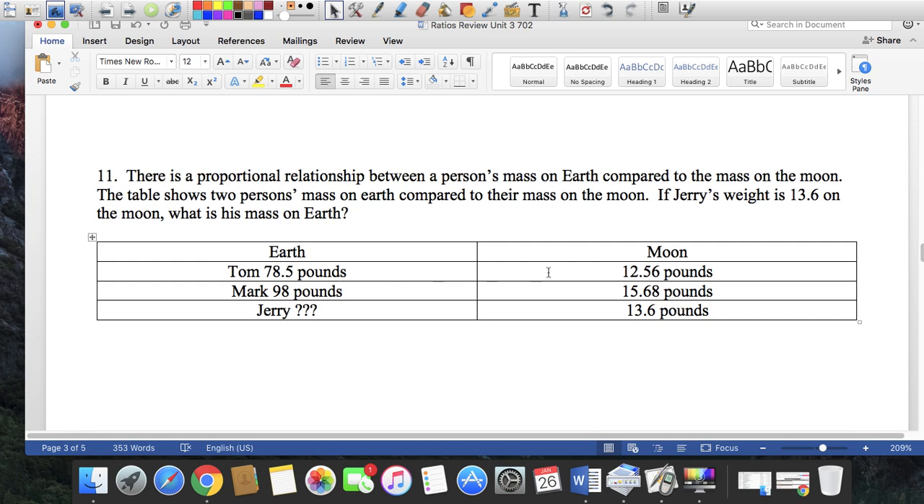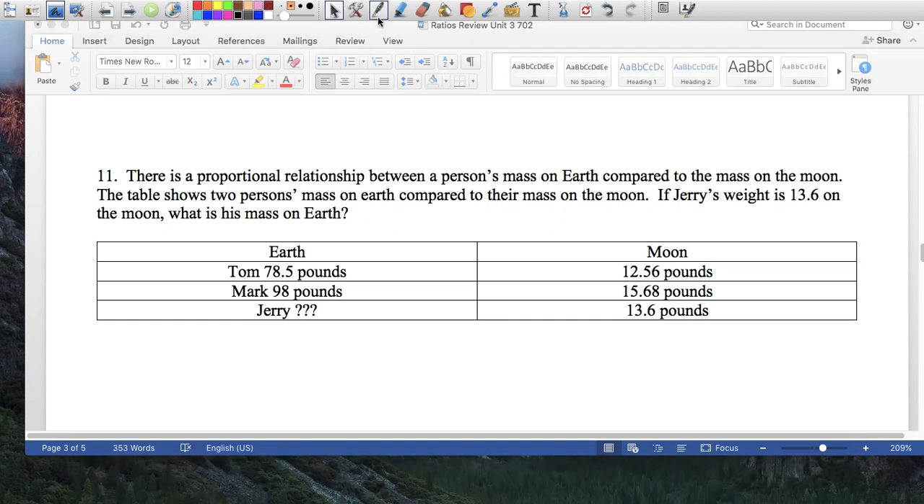Okay. So there is a proportional relationship, right? You're going to find your k here. Now, how much does Jerry weigh? So if Jerry weighs 13.6, how much does he weigh on Earth? Well, this is just finding the relationship here. So we're going this way, right? So how does 12.56 become 78.5? We're going to find that multiplier, right? And to find the multiplier, I would divide 78.5 by 12.56, which equals 6.25. So the relationship here says 6.25, right?